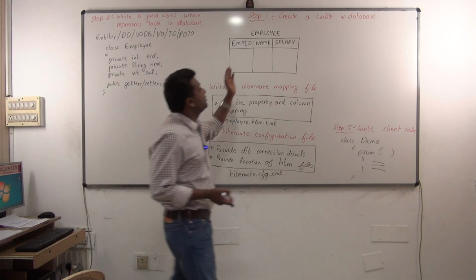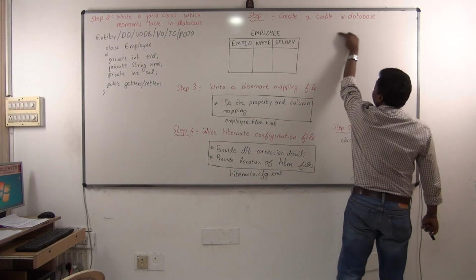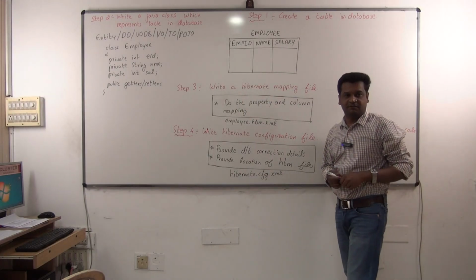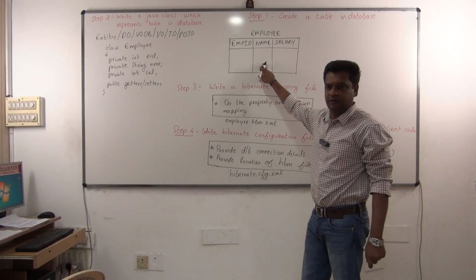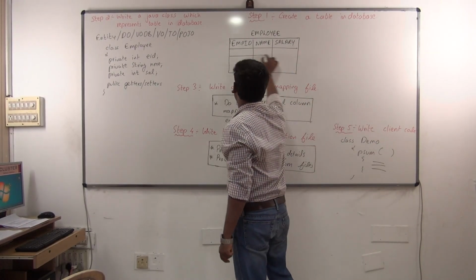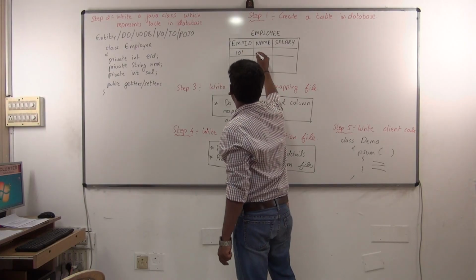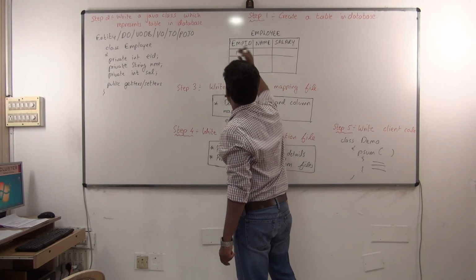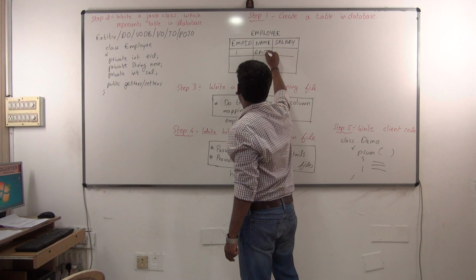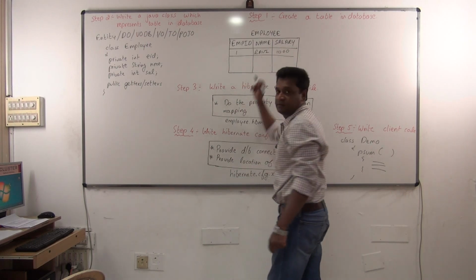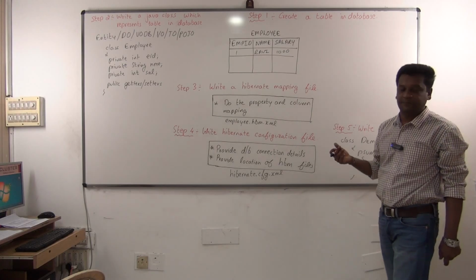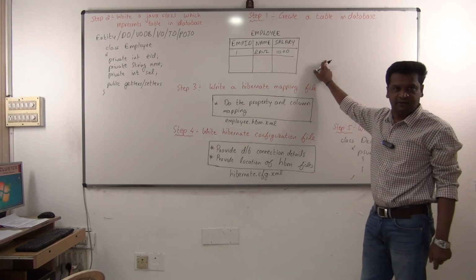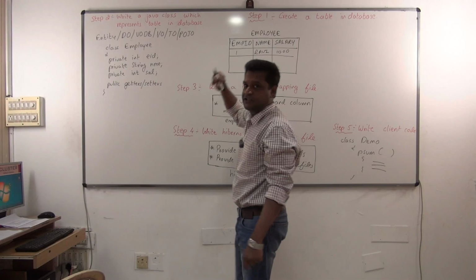Okay, see this. Step number 1: you have to create a table in the database. This is the first step. It is into this table I'll be inserting a record. Assuming that I'll insert a record where ID is 1, name is Ravi, and salary is 1000. So I'll insert a record into this table using Hibernate. So this is the first step. Create your table.